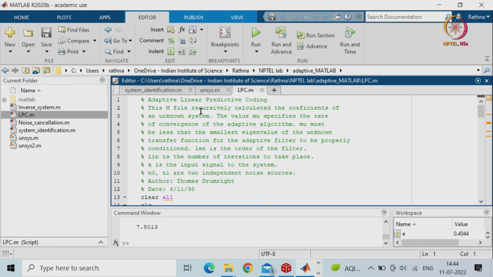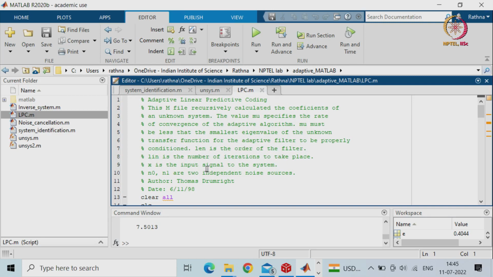It recursively calculates the coefficients of an unknown system. The value mu, which specifies the rate of convergence of the adaptive algorithm, must be less than the smallest eigenvalue of the unknown transfer function for this adaptive filter to be properly conditioned. So, for that you have to choose the lesser one, and length is the order of the filter, and LIN is the number of iterations to take place.